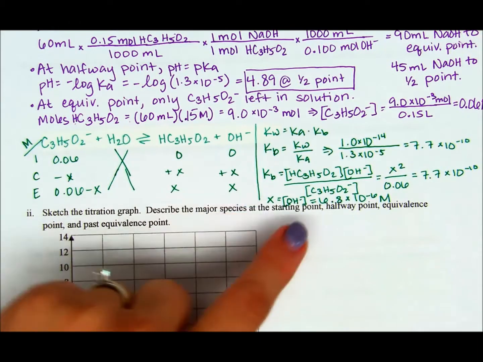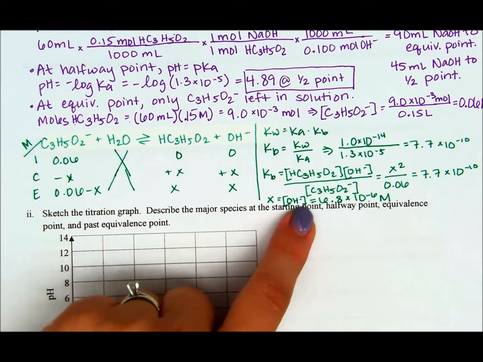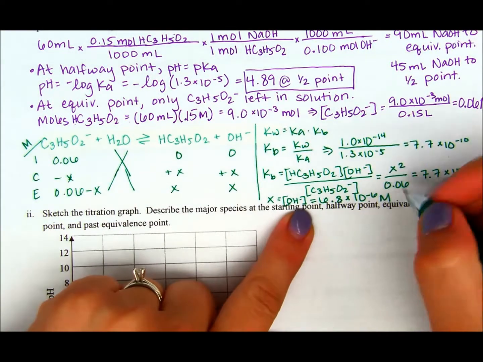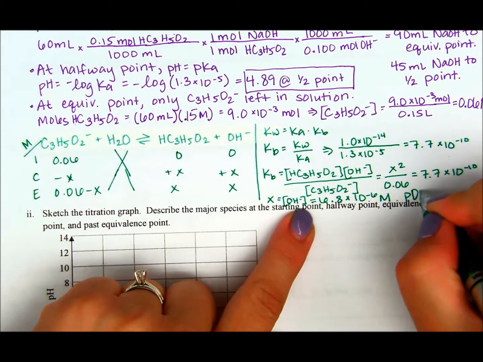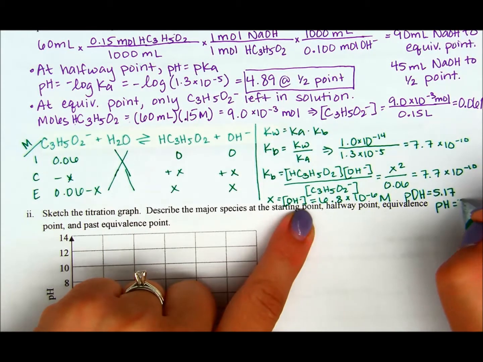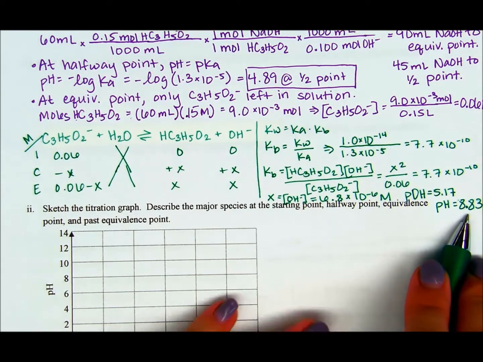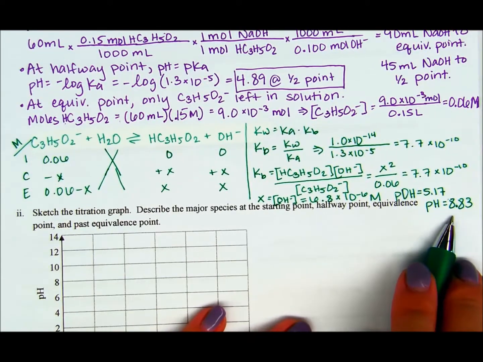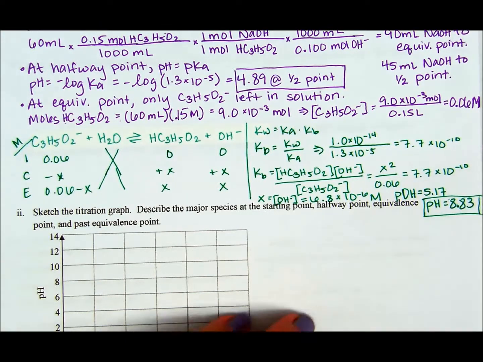And of course, from our hydroxide ion concentration, we can get the pOH. We can't get the pH directly, but we can take the negative log of this. So we can get pOH equal to 5.17. And from that, your pH is 8.83, because remember, 14 minus 5.17 is 8.83. And so your pH at your equivalence point is 8.83.